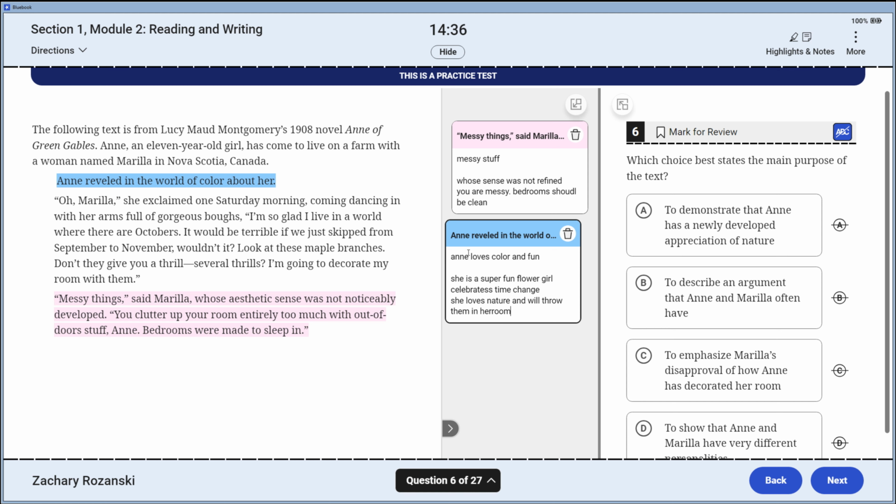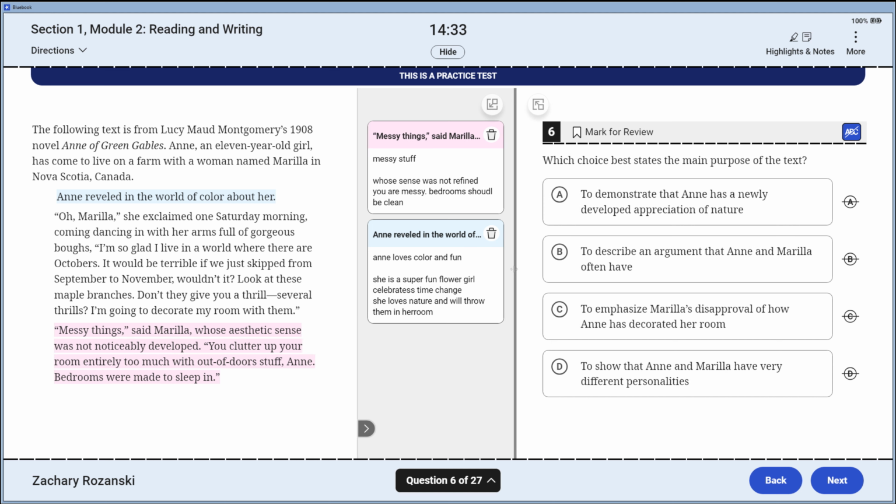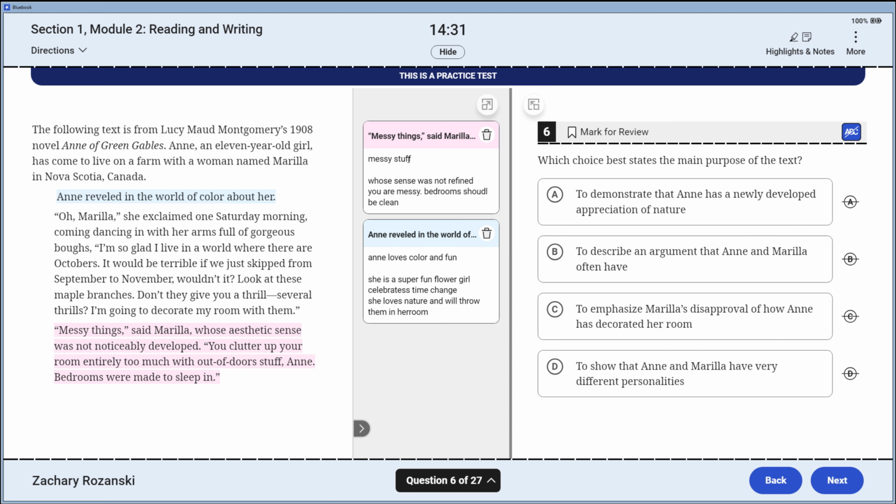So we've got this one girl who's super fun and adorable and runs around. Then we've got this little negative Nancy, Marilla, based on the option to demonstrate that Anne is newly developed. I don't really think that's the case. She appreciates these things, but I have no evidence to support that she hated it in the past. Additionally, it doesn't really engage with the end of this, to describe an argument that they often have.